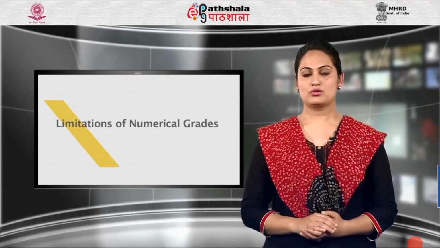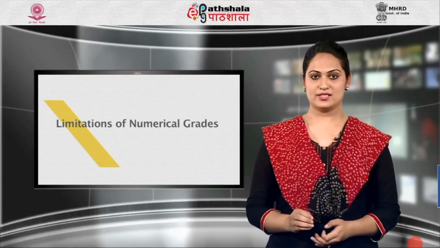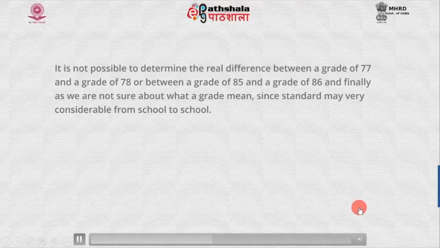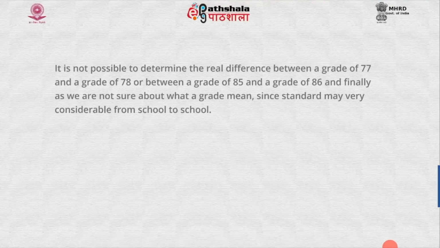In this type also there are some limitations, as the discriminations are finer than humans can really make. Second limitation is that it is not possible to determine the real difference between a grade 77 and a grade of 78, or between a grade of 85 and a grade of 86. And finally, we are not sure what a grade means, since standards may vary from school to school.